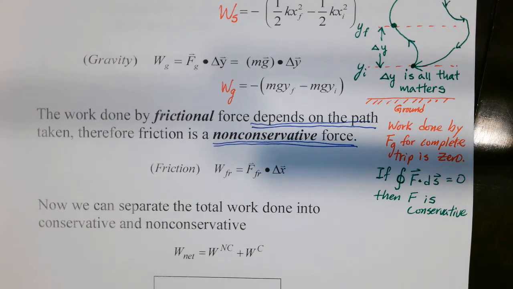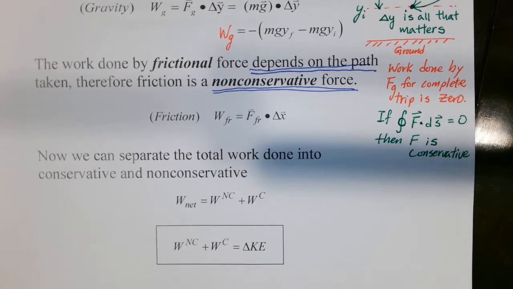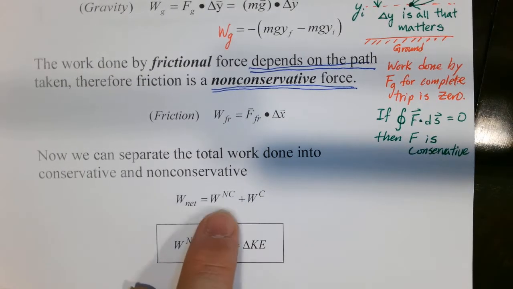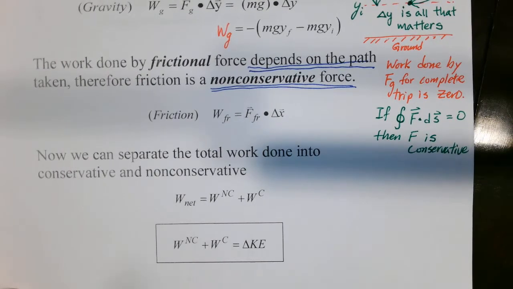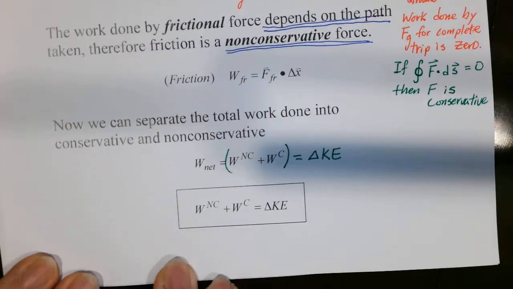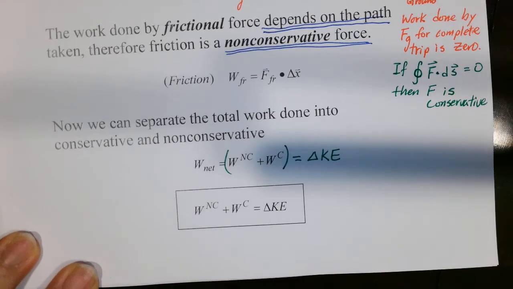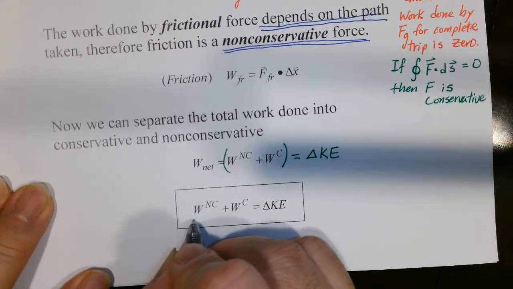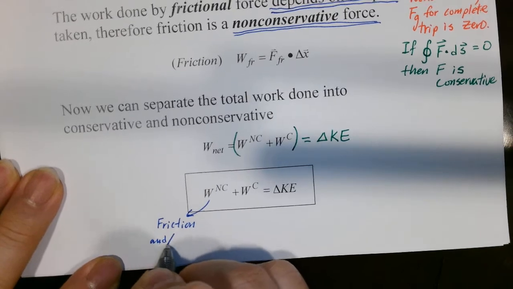All right, so now that we have work done by conservative force and work done by non-conservative force, we can say the total work done can be broken up into work done by two different forces. So our net work has a new definition. Our net work is the work done by non-conservative force plus the work done by conservative force, and that net work is equal to the change in kinetic energy. So this here is now our new net work. And the work done by non-conservative force, of course, we know is frictional force, and/or applied force.